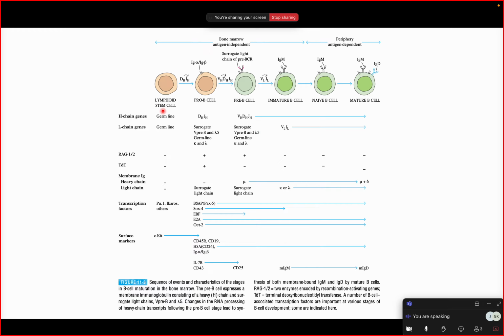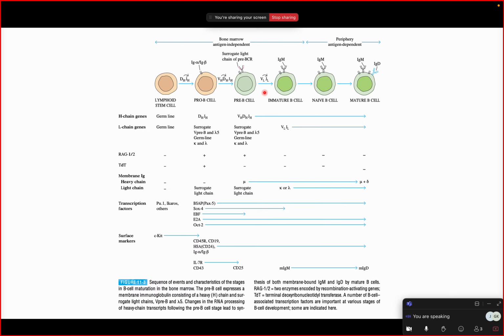When pro B cell is converted to pre B cell, at this time the V segment will be joined with the recently formed DJ segment. Okay, and there will be a surrogate light chain for the pre-BCR, which means there is no light chain for the BCR at this stage till now.